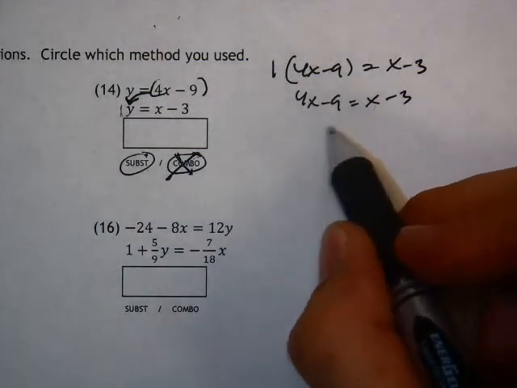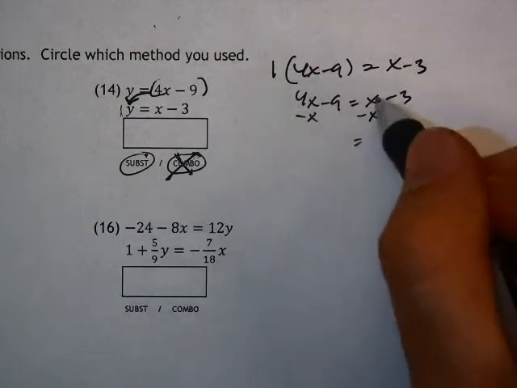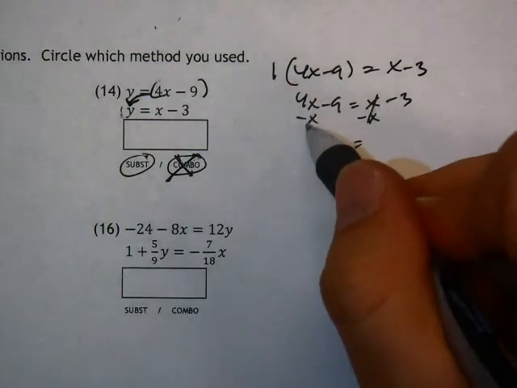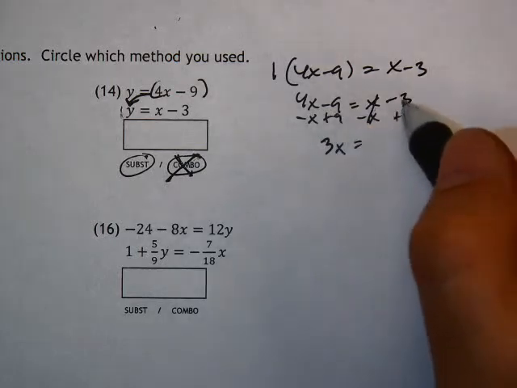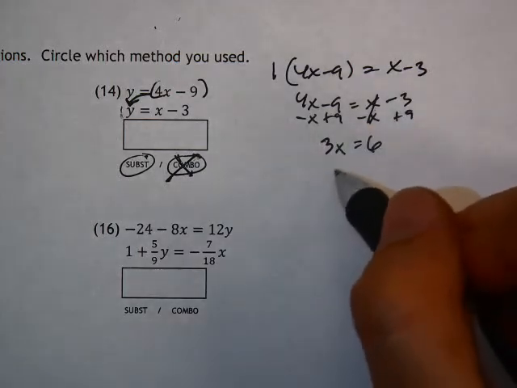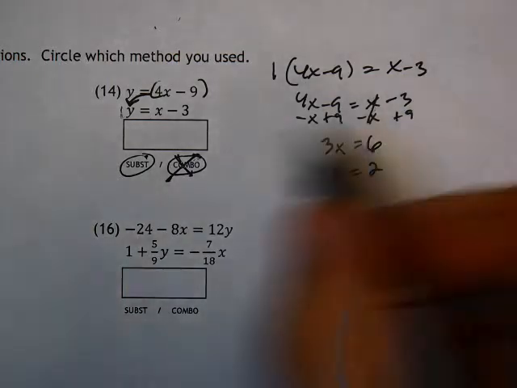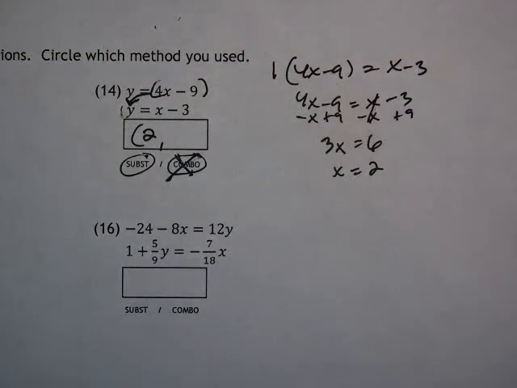We move x's to one side, subtract the x's. That cancels, leaves us with 4x minus 1x is 3x. Add 9 to both sides. Negative 3 plus 9 is positive 6. And then I'm going to divide by 3 and I get x equals 2. So my x coordinate for my solution is positive 2.